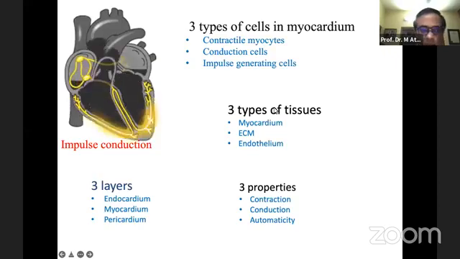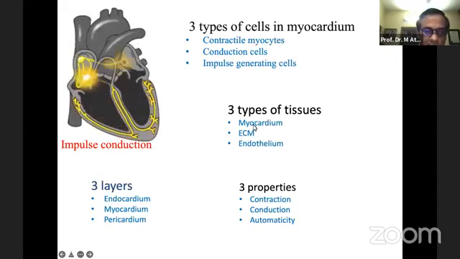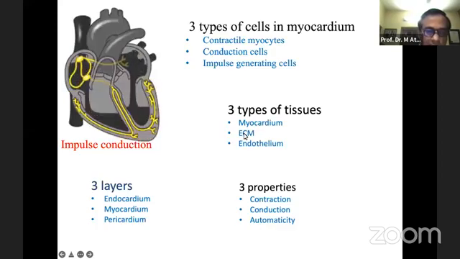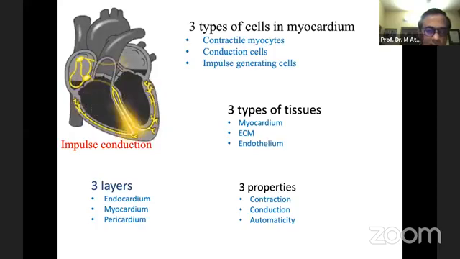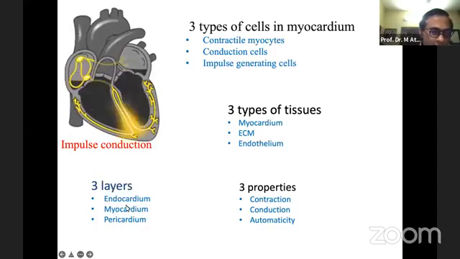And also within the myocardium, 3 types of tissues. That is the myocardium, composed of the myocytes, the ECM, that is extracellular matrix, and also the endothelium, that is the endothelial lining of the vascular wall. So 3 types of tissues within the heart, and there are 3 layers of the heart. There is the endocardium, myocardium, and pericardium.